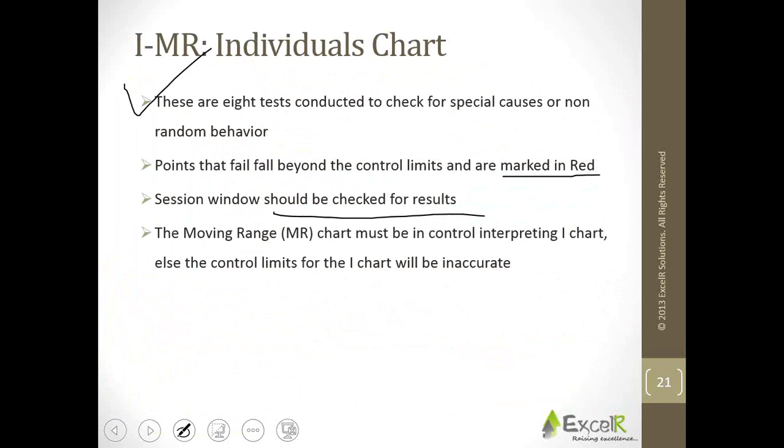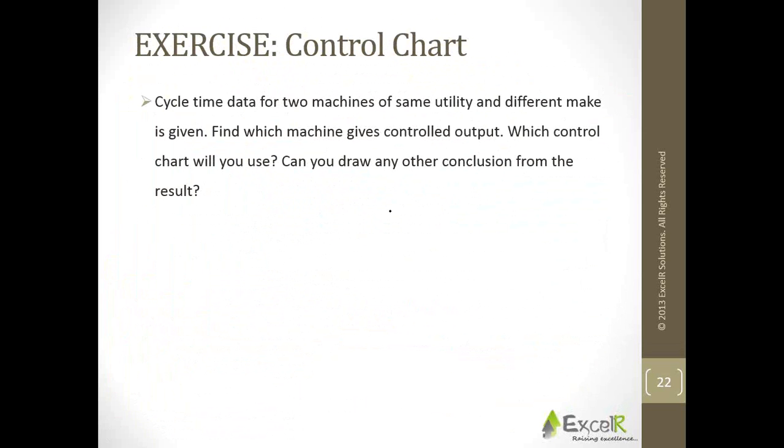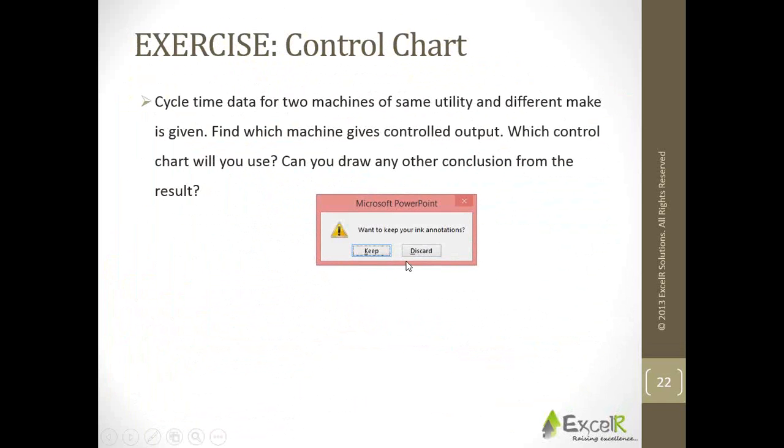Session window should be checked for results, and this moving range chart must be in control for interpreting the individual chart. Else the control limits for the individual chart will be inaccurate. So first look into the moving range chart. Only if it is in control, you proceed to check for individual chart. Okay, so let us look at this example.